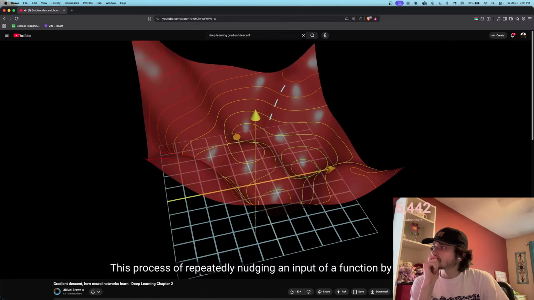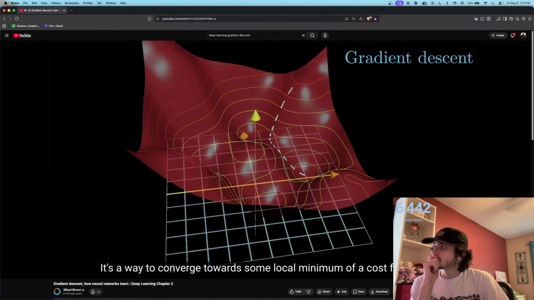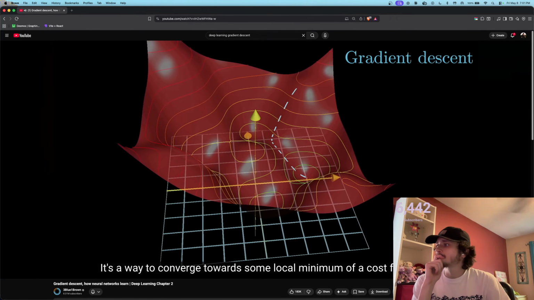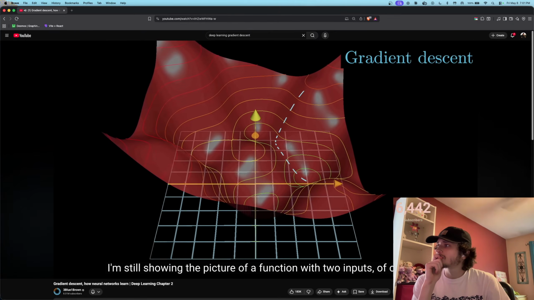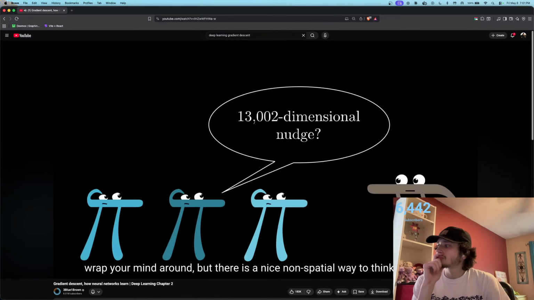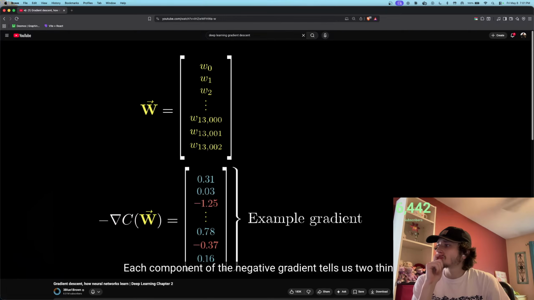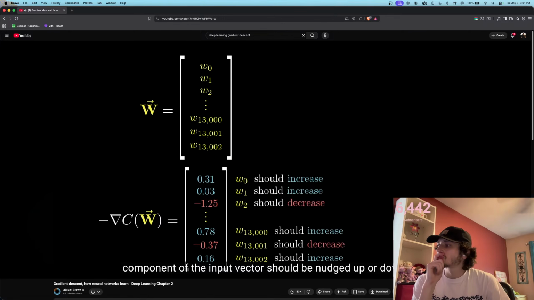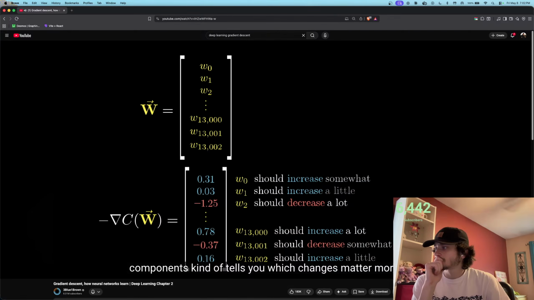This process of repeatedly nudging an input of a function by some multiple of the negative gradient is called gradient descent. It's a way to converge towards some local minimum of a cost function, basically a valley in this graph. I'm still showing the picture of a function with two inputs, of course, because nudges in a 13,000 dimensional input space are a little hard to wrap your mind around, but there is actually a nice non-spatial way to think about this. Each component of the negative gradient tells us two things. The sign, of course, tells us whether the corresponding component of the input vector should be nudged up or down. But importantly, the relative magnitudes of all these components kind of tells you which changes matter more.